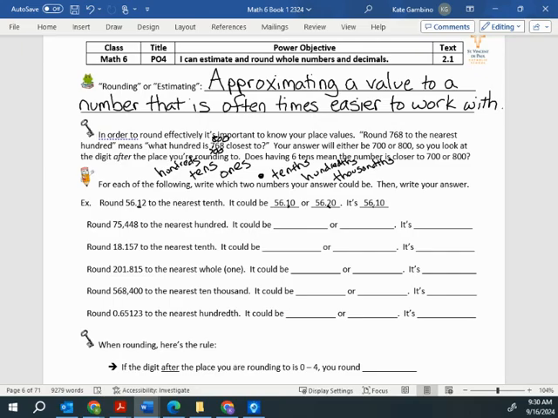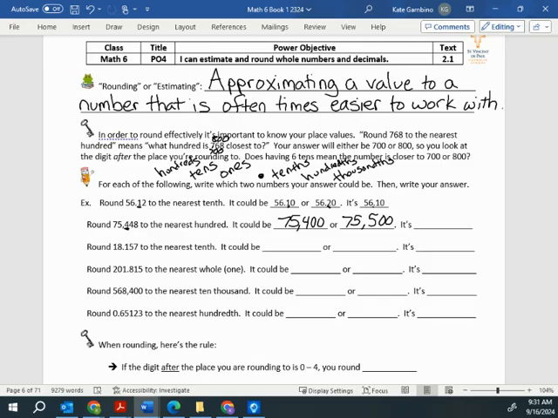So let's work through it together. Round 75,448 to the nearest hundred. So I'm going to look at this and I'm going to say, okay, this is my hundreds place. So my answer is going to be 75,400 or 75,500. That 4 in the hundreds place is either going to stay the same or it's going to move up 1. Everything after it is a 0.